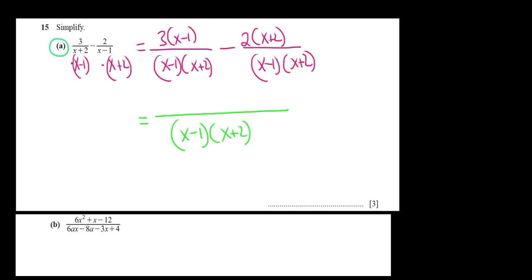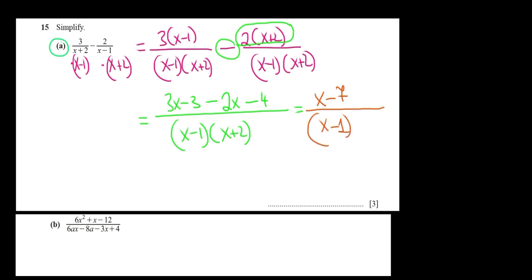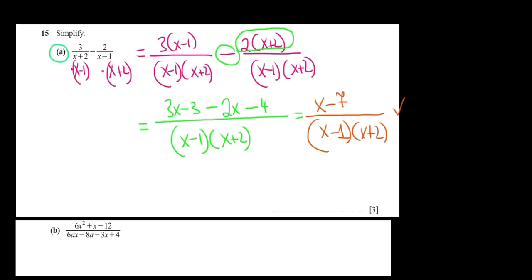Here I will open the brackets. I have 3x minus 3 minus, and I'm going to open the bracket and write minus 2x, and then because I have the minus here, I have 2 times 2, which is 4, minus 4. Then I have to simplify. So 3x minus 2x, that's going to be x, minus 3 minus 4 is going to be minus 7. I do that over x minus 1, let me write that again, x minus 1 and x plus 2. That's going to be the final answer. So that was part A. We can continue to part B.